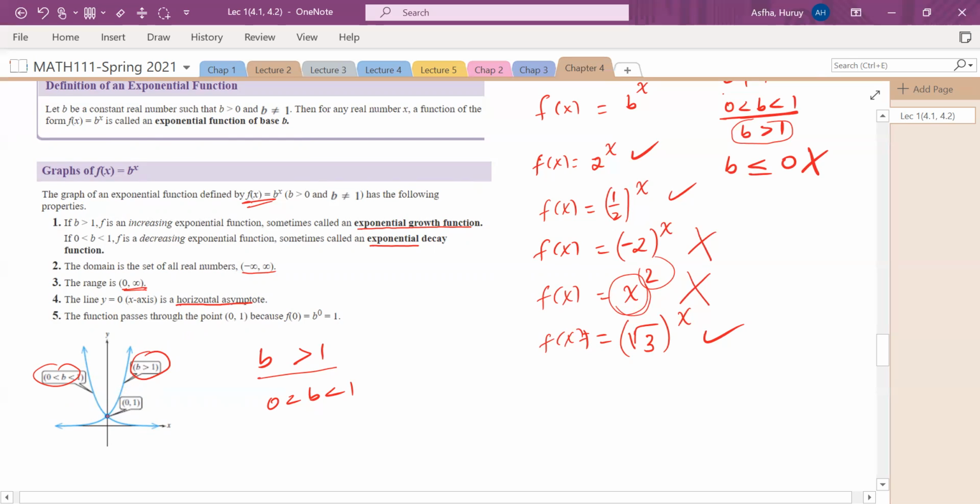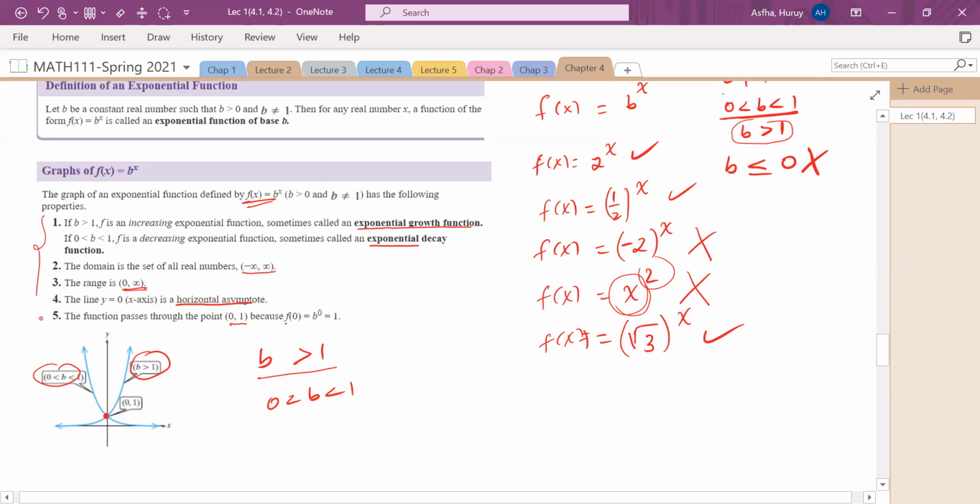And the function passes through this point. All the exponential functions pass through this point, and this point is (0, 1). The reason why is because at this point on this line, x is 0, so f of 0 is b to the power of 0. b could be any number, it doesn't matter. Any b to the power of 0 is always 1. So (0, 1), any graph of an exponential function passes through this point.